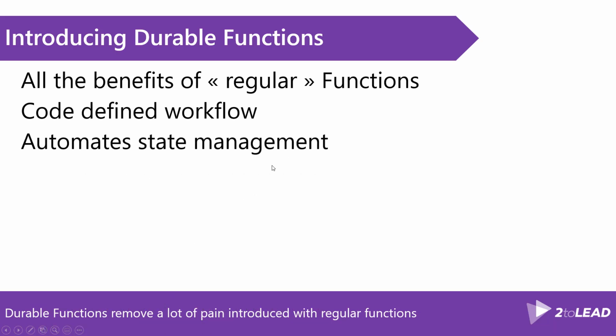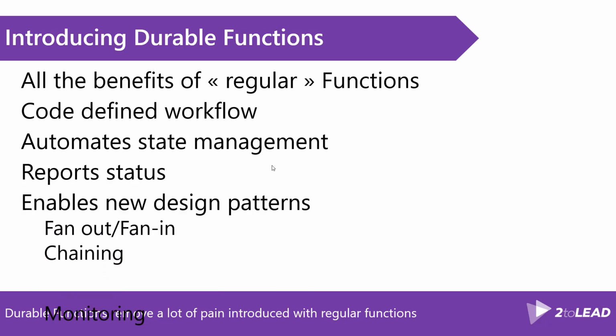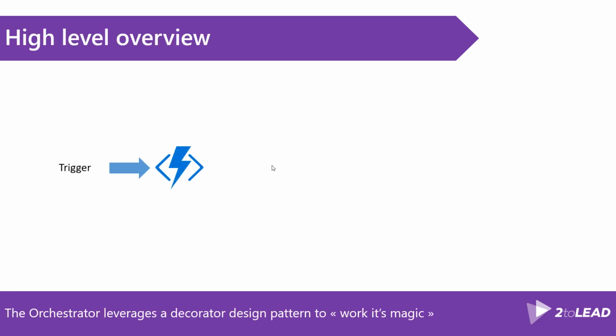It automates things for you like state management, it reports status automatically, it enables new design patterns like fan-in, fan-out, chaining, monitoring, and so on and so forth. How does this work? Well, take a traditional function that triggers on something. It can be an HTTP call, it can be a queue, it can be anything else, right? Well, you transform that function into an orchestration client. It will be in charge now of saying, hey, I want a new instance of a workflow, and go do things, basically.